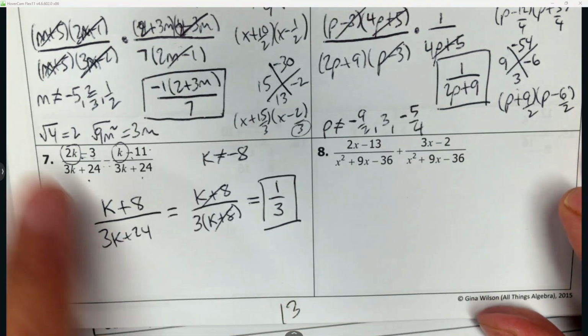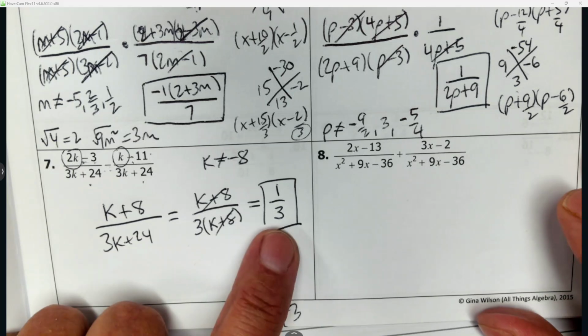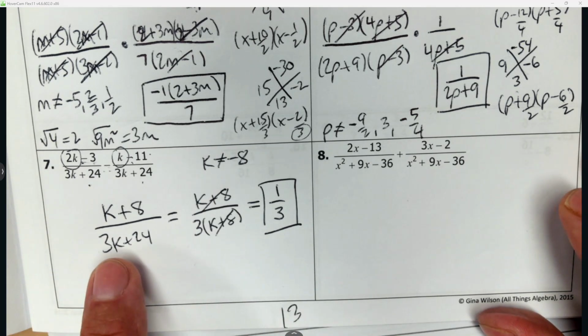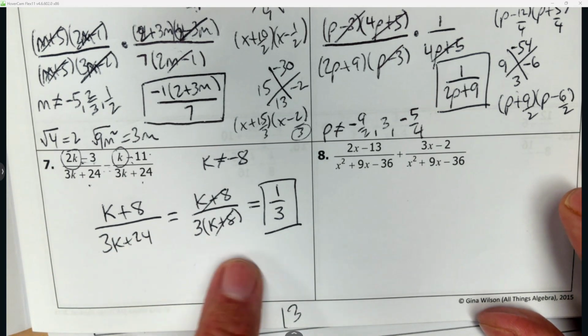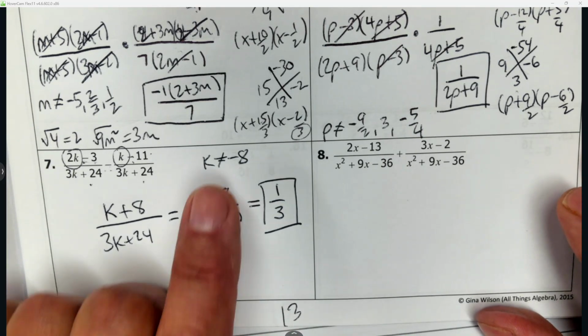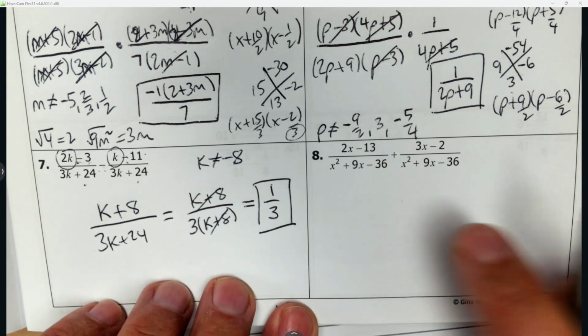So even though it was simple at the beginning, at the end we still had something to finish. So if there's an ability to factor and keep going and fully simplify it, you must. And then you have what k can't equal. Same thing here, the denominators are the same.